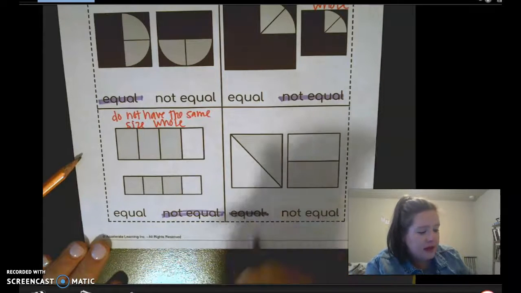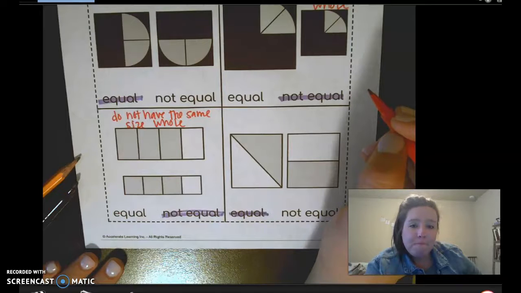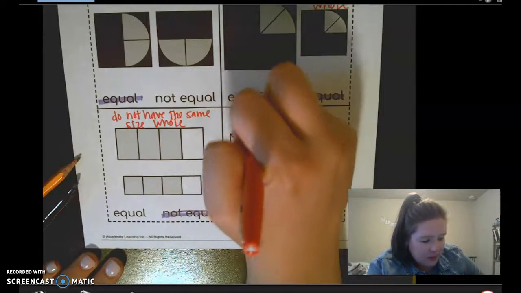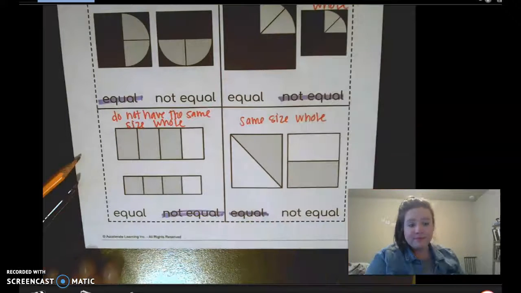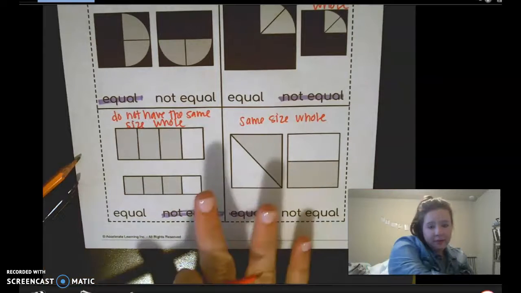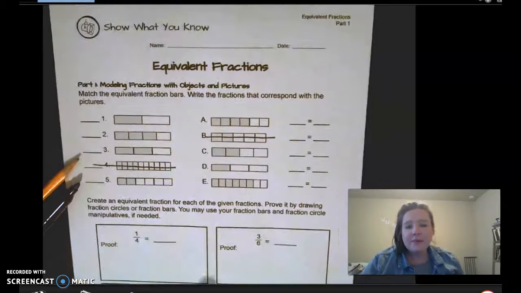Wonderful. Those are going to be equal because they have the same size whole. You guys are doing a fabulous job with this. Fabulous job. All right. Let's look at this.